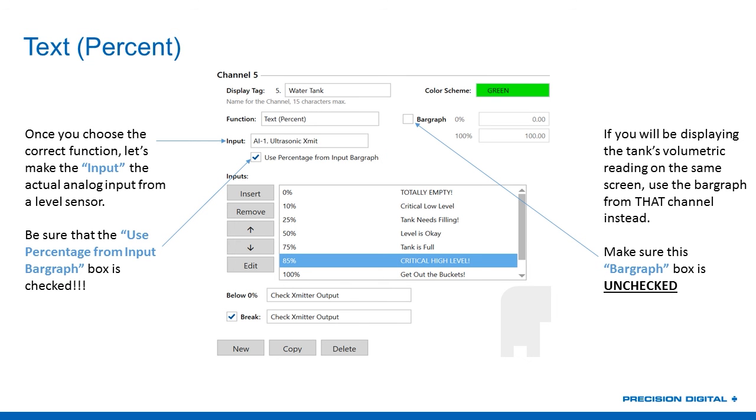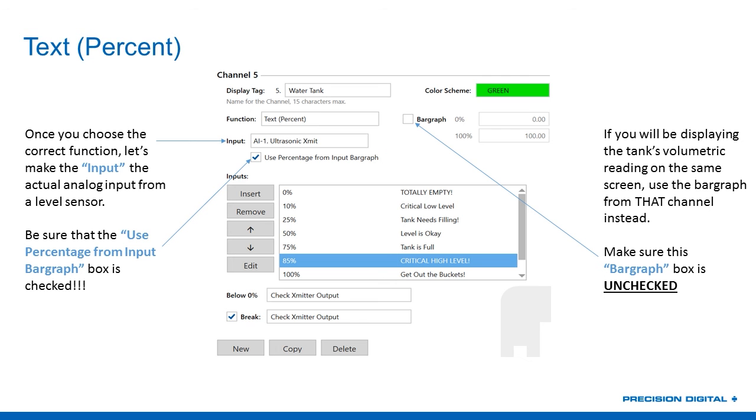So let's see. Someone's saying below 0%, please explain. Basically, I'm not entirely sure why you would have the difference between a below 0 and a break. I would imagine, let's say, for example, you don't want to report a break to the system, but you also want to know when you're going below 4 milliamps on your input. That's when you would put below 0. So basically what that means is if you're getting anything below 4 milliamps, this is what it will read.